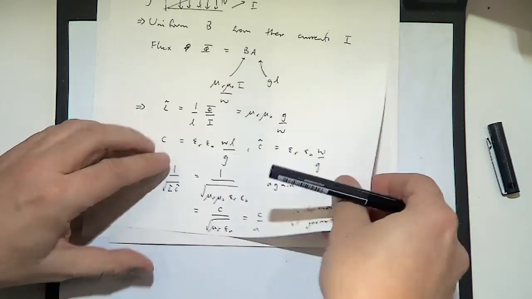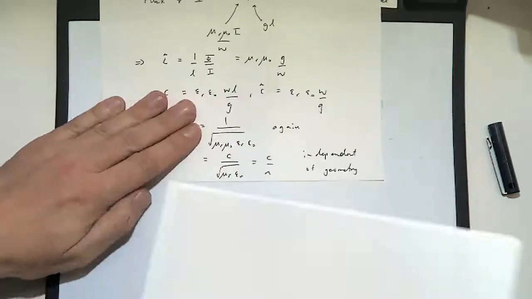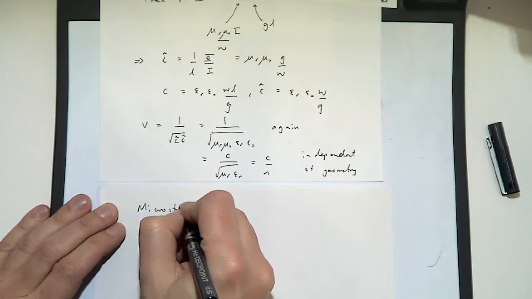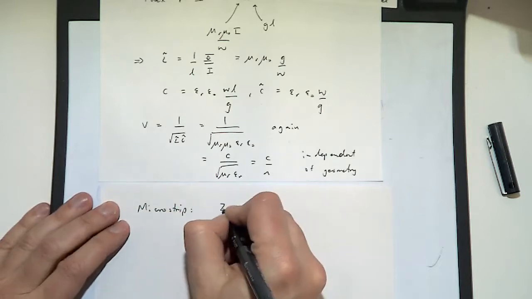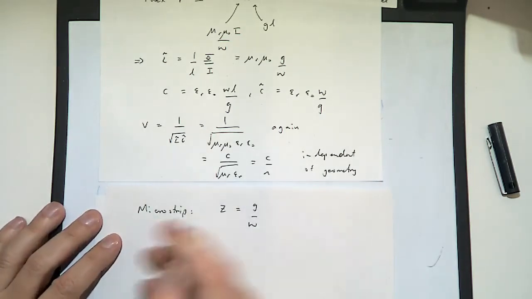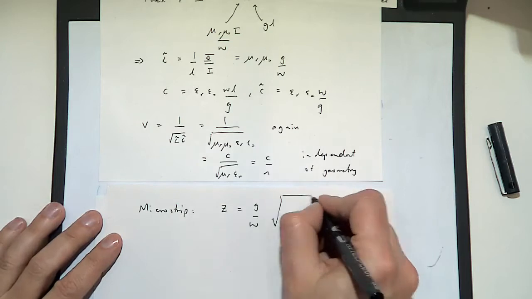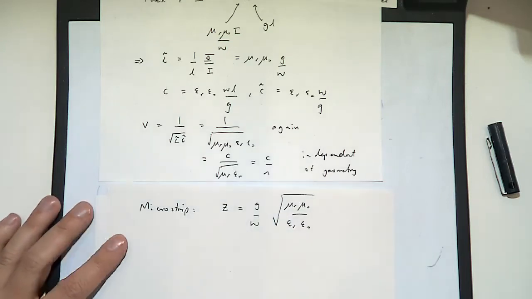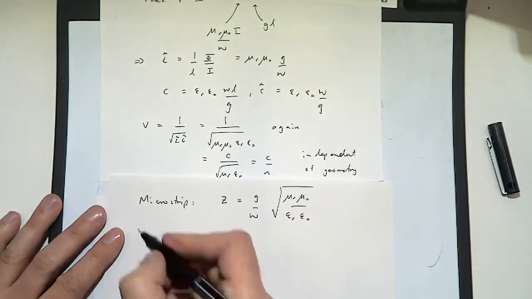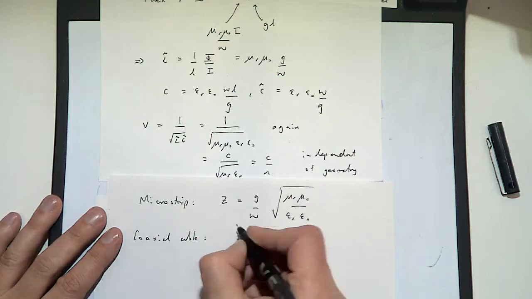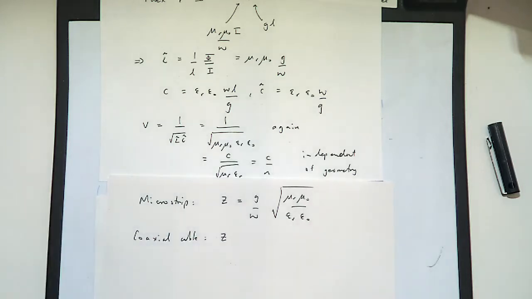Right. So let's write that down together just to summarise. So in our microstrip, the impedance, so we've written down the velocities, they're all the same, they're not interesting. Let's work out the impedances. G over W explicitly, and then hey presto, we get root of mu r mu naught over epsilon r epsilon naught. We have the same factor we had before. In our coaxial cable, the geometry does affect the impedance. The geometry does not affect the velocity, but it does affect the impedance.